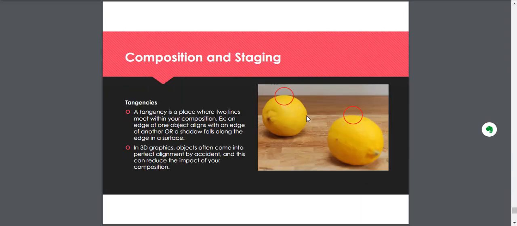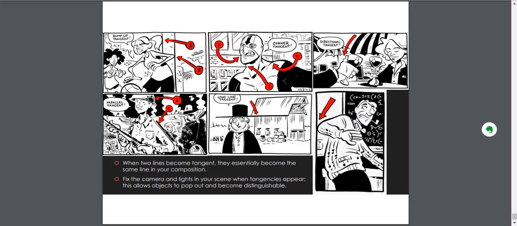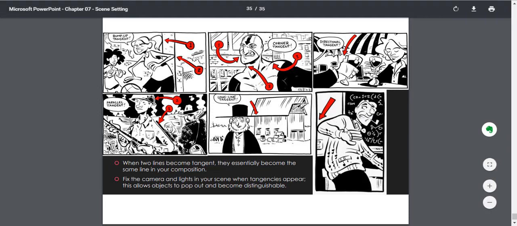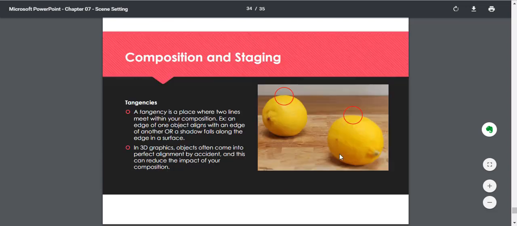What are tangencies? Where do you see tangencies happening? Here are some examples where you can figure out how you can form tangencies when two objects overlap each other, and that's going to confuse the viewer, and so on.